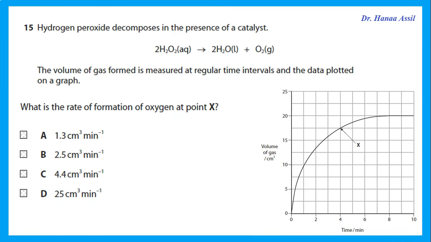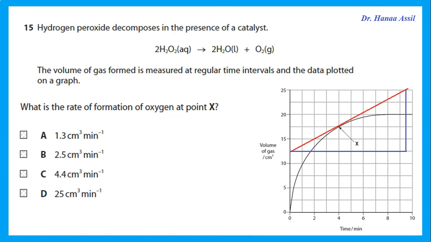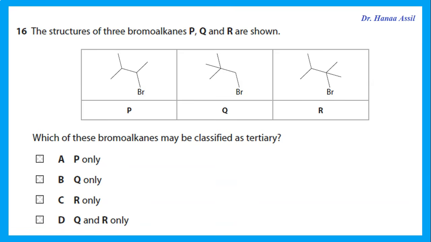When we have a curve like this, we want to get the rate, we have to draw a tangent at that point. So the tangent at that point, you find the y2 minus y1 over x2 minus x1. So the volume of gas is 25 minus 12.5, and the time taken is 9.5, so the rate.